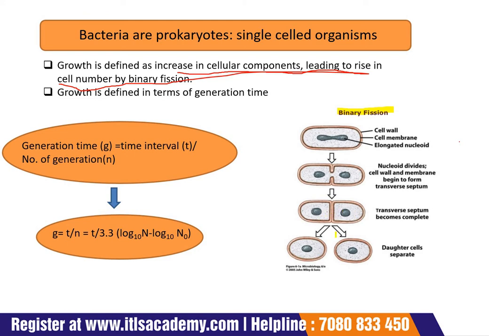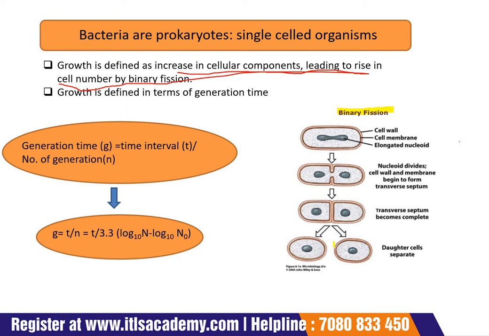So now after this step, we can see that it results in two separate daughter cells. So this way the process of binary fission takes place. So this is binary fission.